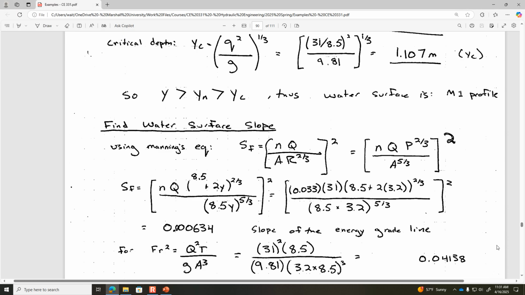Okay, so we've got the slope of the EGL. We've got the Froude number. Remember, this formula for the Froude number is true regardless of the shape. So this formula works whether it's rectangular, trapezoidal, whatever. A Froude number of less than 1 confirms that we've got subcritical flow at the location where the depth is 3.2. That's what we'd expect to see.